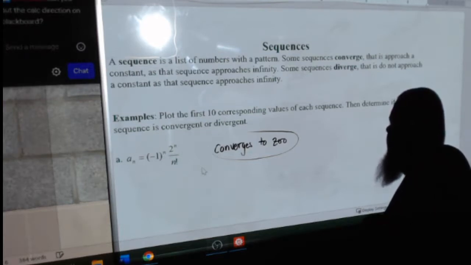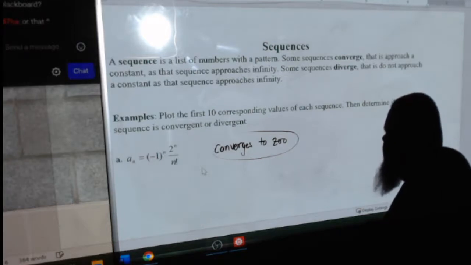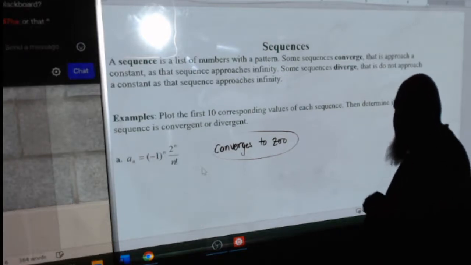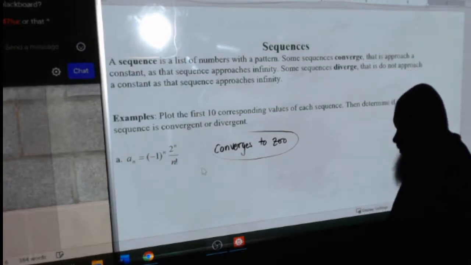Can you put the calc direction on Blackboard? Sure, I can do that. All right. So any questions about why that converges?